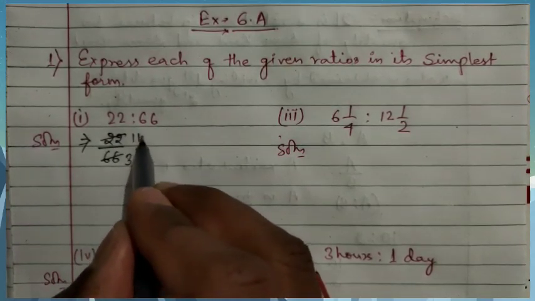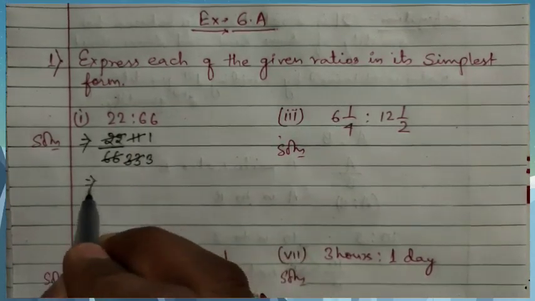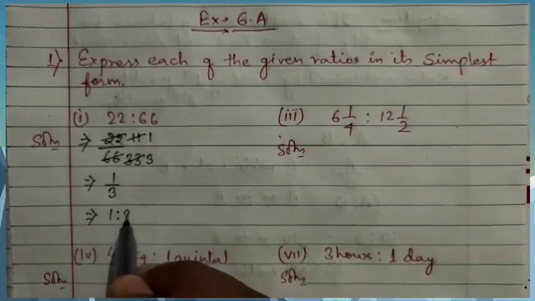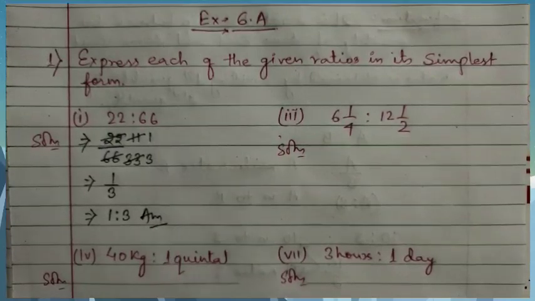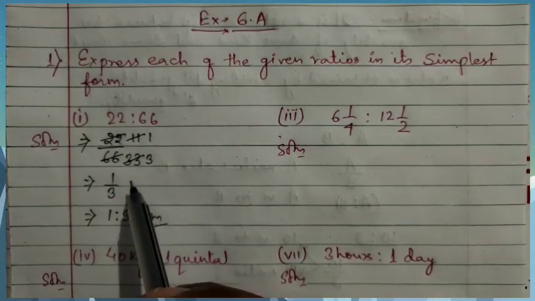Now directly it is being reduced by 11. 11 1s are 11, 11 3s are 33. What we have got? 1 by 3. It means that we can write it 1 ratio 3. This will be your answer. It is so simple, only we have to reduce it.